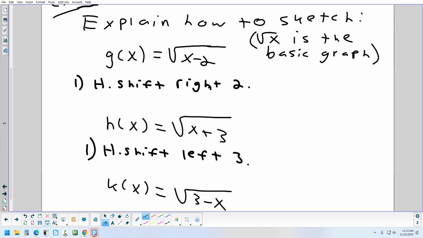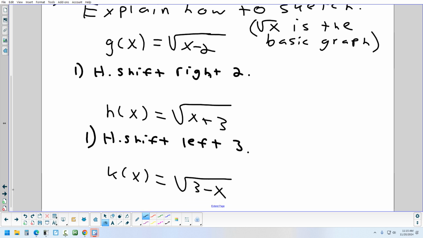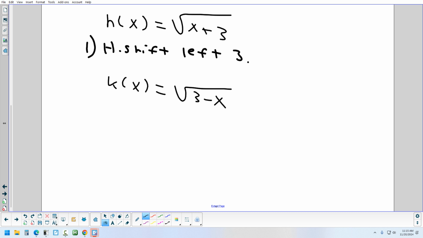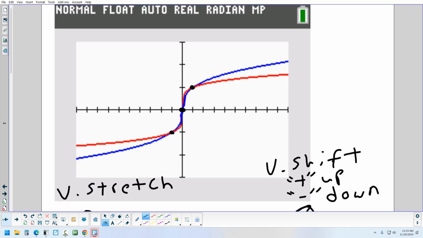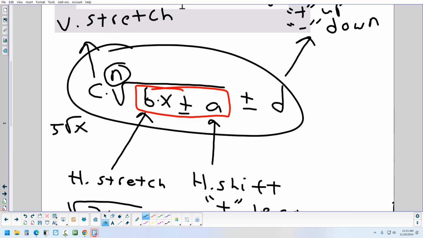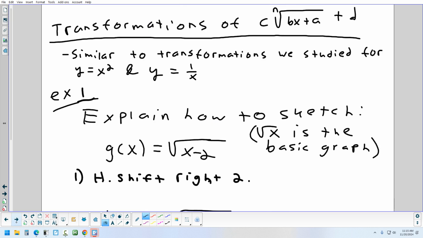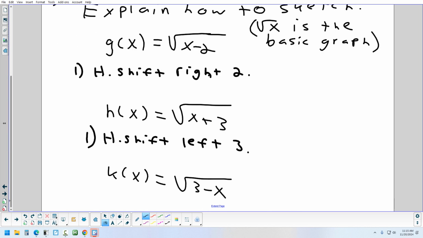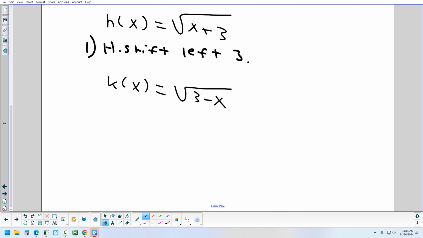All right, and let's look at this one. Okay, so looking at k of x, what's wrong with how the radicand is written if we're trying to compare it to that template? The x comes after. Right, the x should be first if you want to compare it to exactly what I wrote. So how could we fix that? Negative x plus 3.